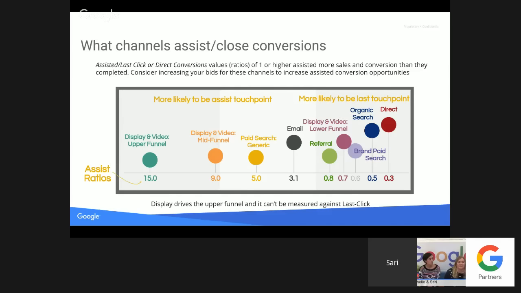So basically, from this, we are going to get a picture that looks like this. We see that display, which has a high assist ratio, drives upper funnel. It cannot be measured against last click. So here you might actually want to consider bidding higher on the channels which have high assist ratios to increase assisted conversion opportunities. So basically to get more sales.